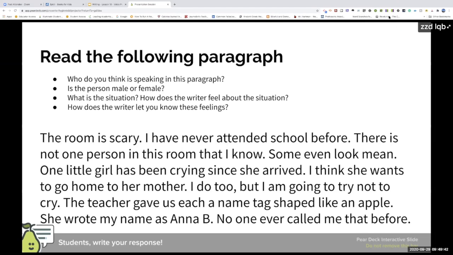Okay, let's go ahead. I'm going to stop sharing for just a moment, and then I'm going to read some of these responses here. I think that Anna B is talking. I believe she's female. She is nervous and scared. She said that the room was scary. She lets us know her feelings when she said a little girl has been crying since she got here. I think she wants to go home to her mother. I do too. Yeah, I get it.